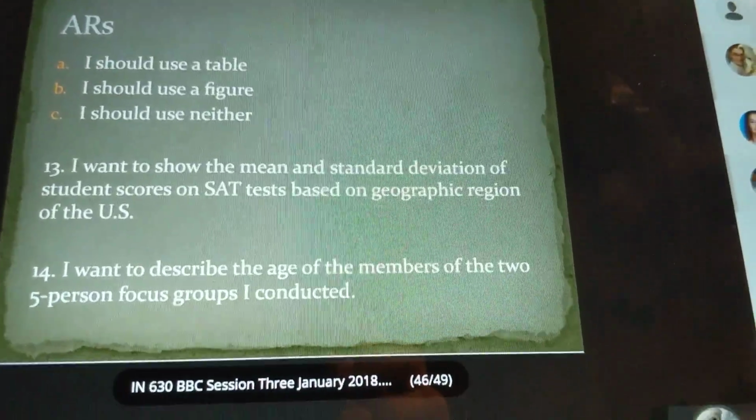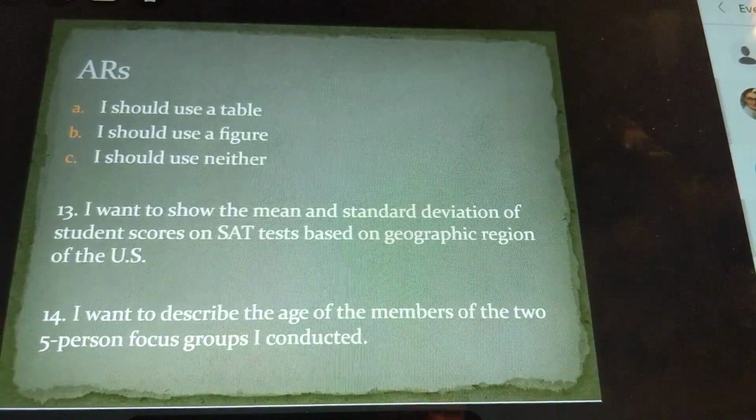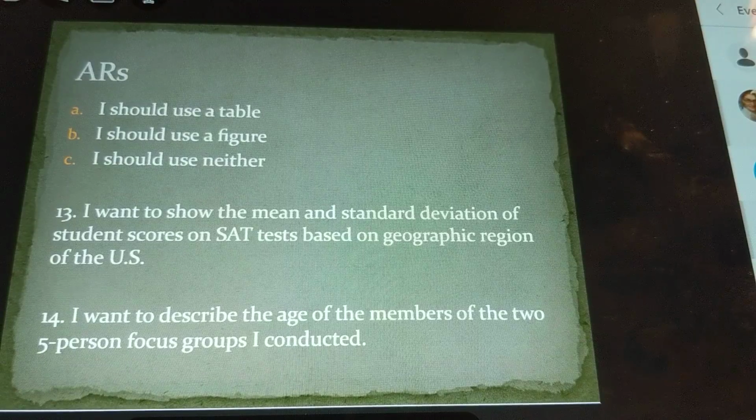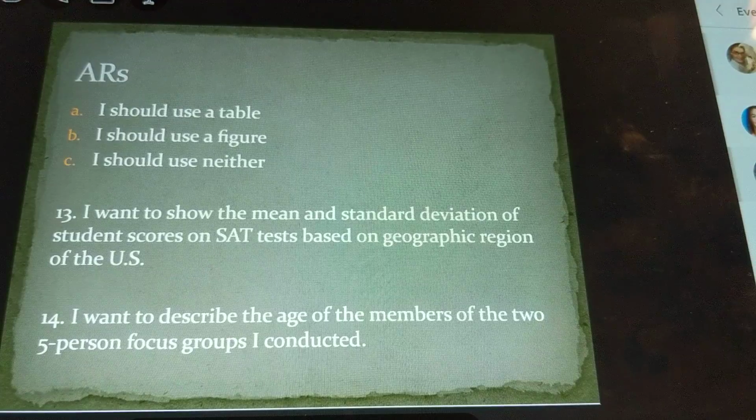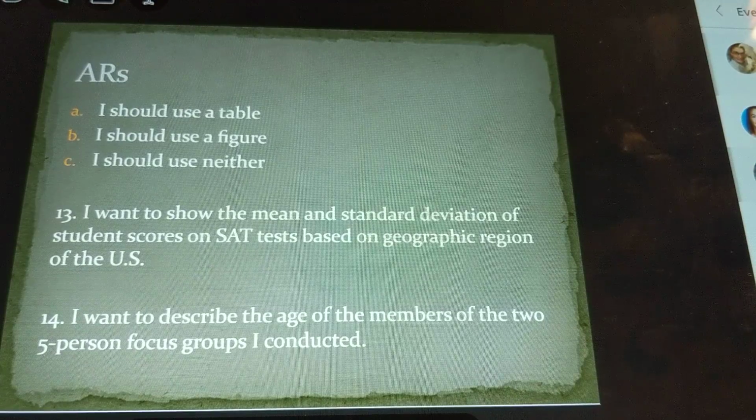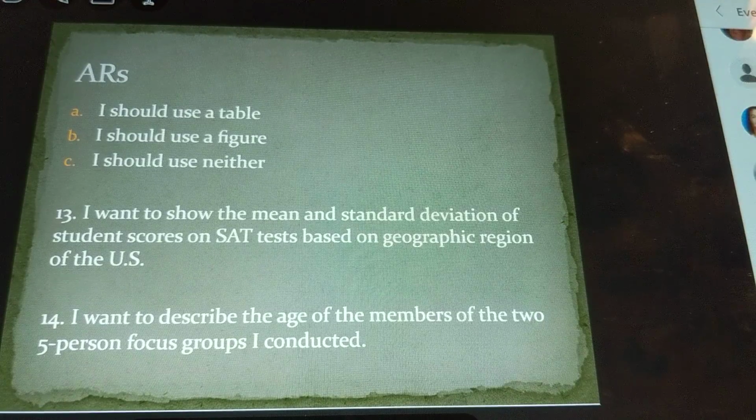I want to show the mean and standard deviation of student scores on SAT tests based on geographic region of the U.S. Should I use a table? Should I use a figure, or neither?